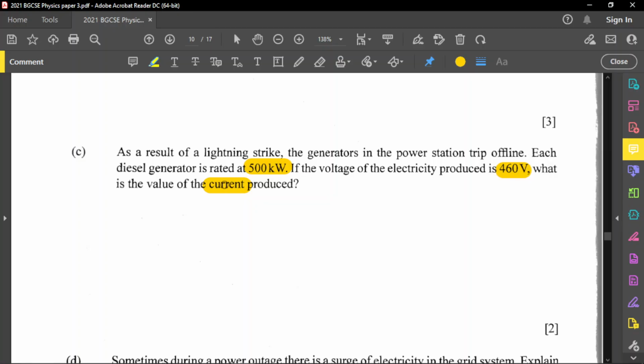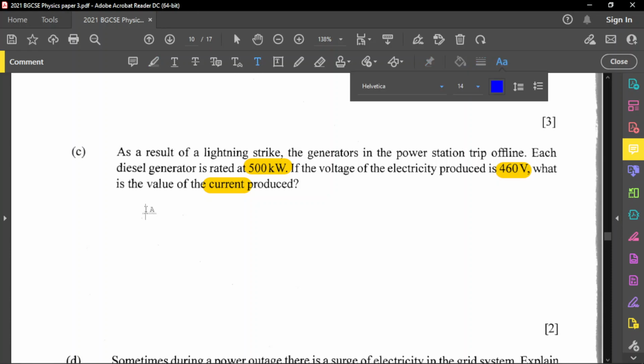Now what we need to do is to find a useful formula that contains power, voltage, and current. The form that is most appropriate for this question is going to be P equals IV. So power is equal to current times voltage. And so here now we can find our current. Current I would equal the power divided by the voltage.